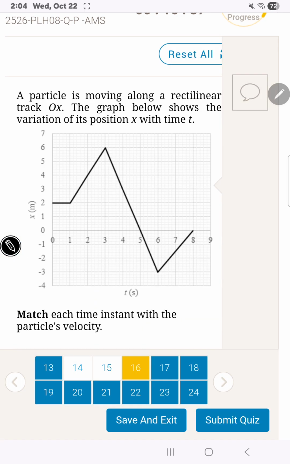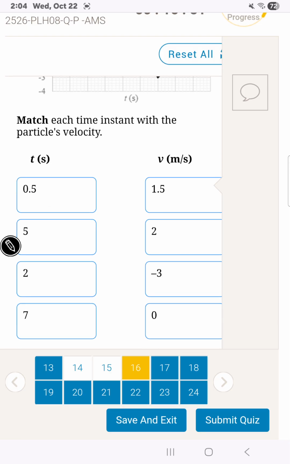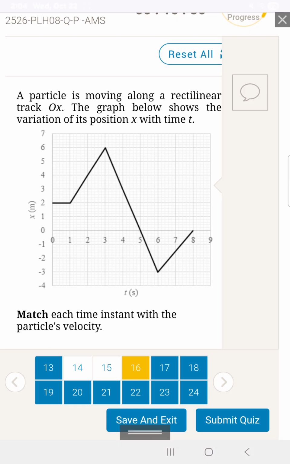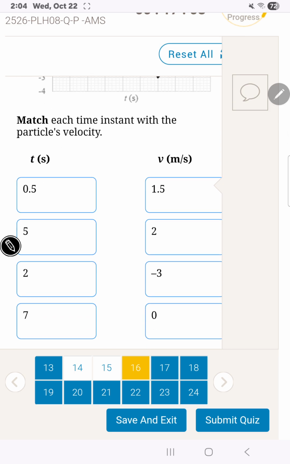Number 16. A particle is moving along a rectilinear track OX. The graph below shows the variation of its position x with time t. Match each time instant with the particle's velocity. First time is 0.5 seconds. So at 0.5 seconds, you go to the graph and you find the graph horizontal. The slope of any horizontal line is 0. So you have to match this with 0, like this.